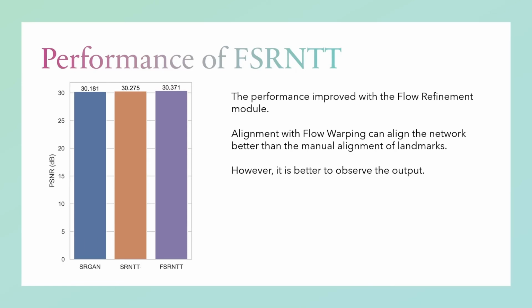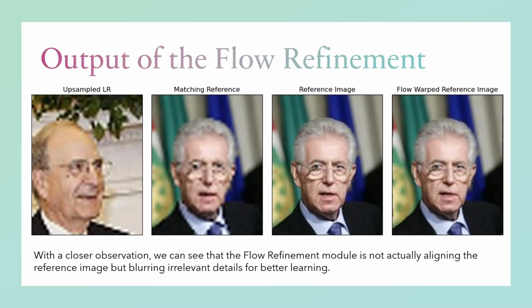We observe a better performance in FSRNet compared to SRGAN and SRResNet. However, we should study the output of the flow refinement module. With a closer observation, the irrelevant details in the reference image are blurred instead of being aligned, which also aids the learning of the SR task for the network.